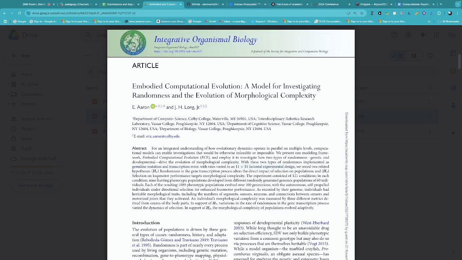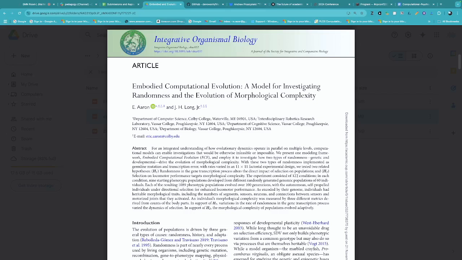We tested two related hypotheses. So hypothesis one was randomness in the gene expression process alters the direct impact of selection on populations. And then hypothesis two is selection on locomotor performance targets morphological complexity. So this is where you're looking at the gene transcription process altering selection, and then selection on locomotor performance targeting morphological complexity. So I guess they have these agents that they're doing this with.